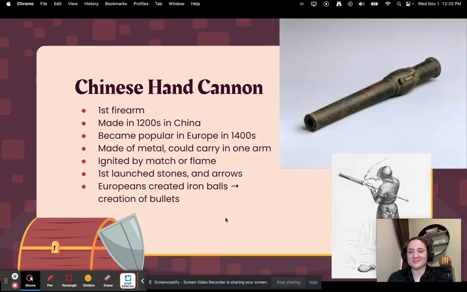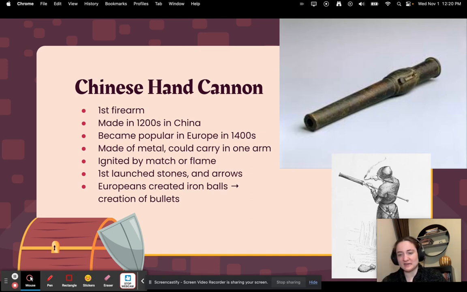So let's get started. When we get into the Middle Ages, this is where firearms start to get invented. The very first firearm in history is something called the Chinese hand cannon. It was made about the 1200s in China, and it became popular in Europe in about the 1400s. It was made out of metal, and you could carry it with one arm. So that was really revolutionary, right?